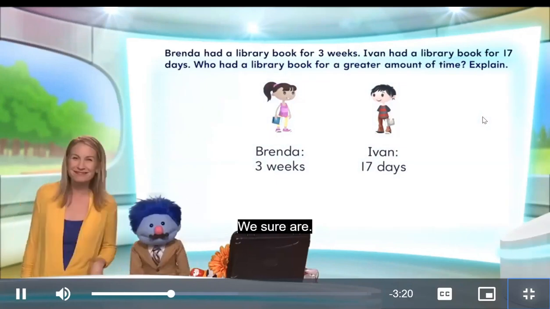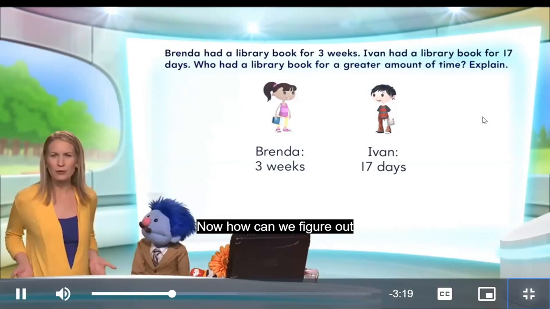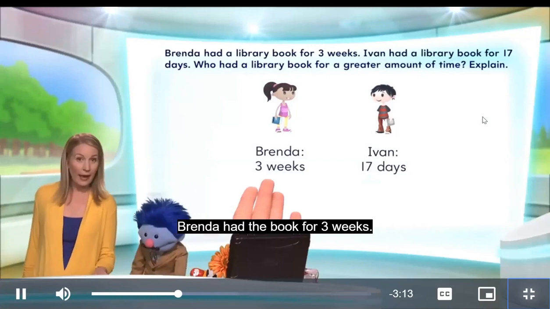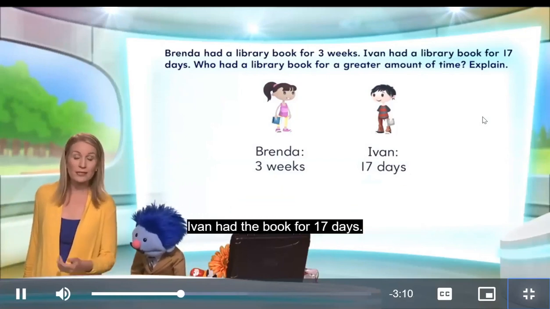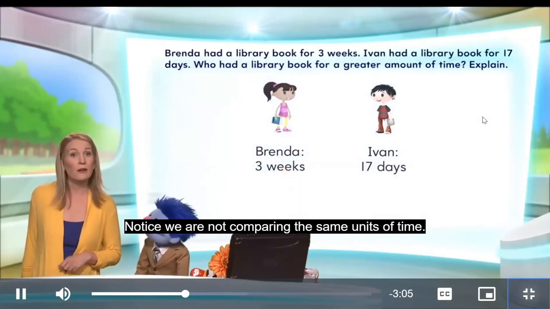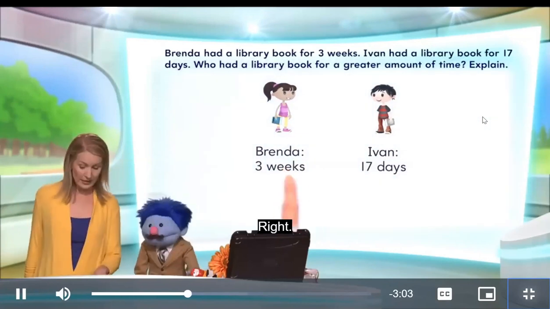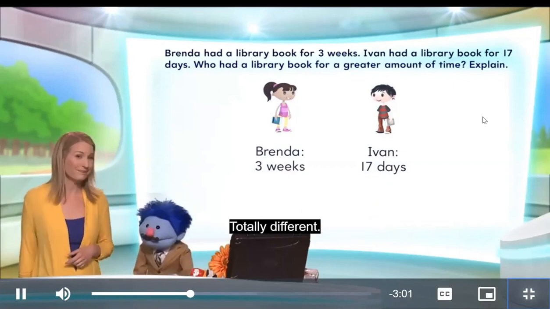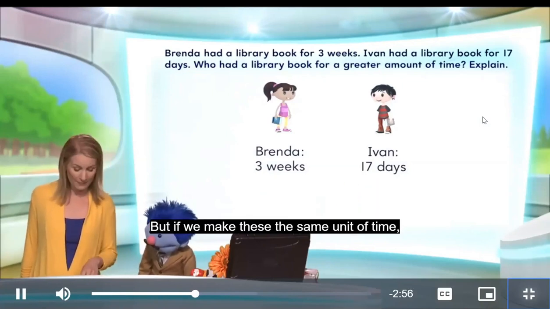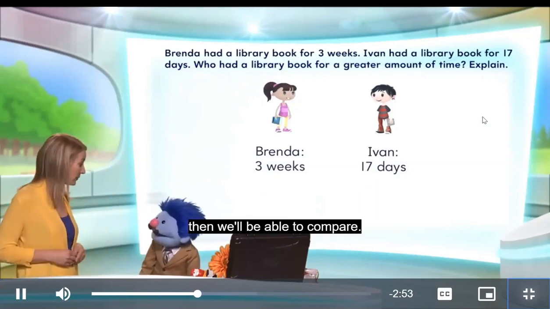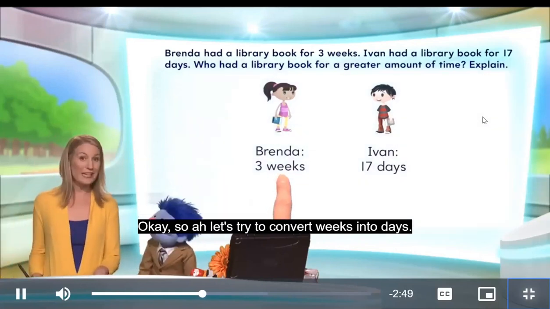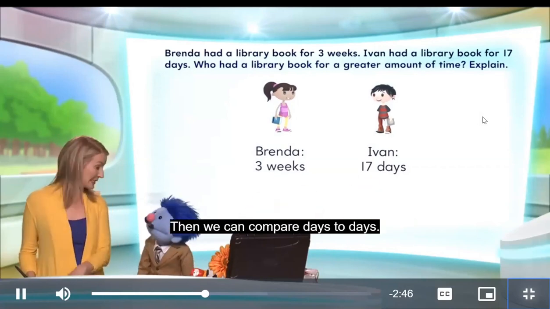Sure are. Now, how can we figure out who had a library book for a greater amount of time? Well, take a look. Brenda had the book for 3 weeks. Ivan had the book for 17 days. Notice we are not comparing the same units of time. No, we are not. Weeks and days, that's different. Totally different. But if we make these the same unit of time, then we'll be able to compare. Okay? So, let's try to convert weeks into days. Then we can compare days to days.